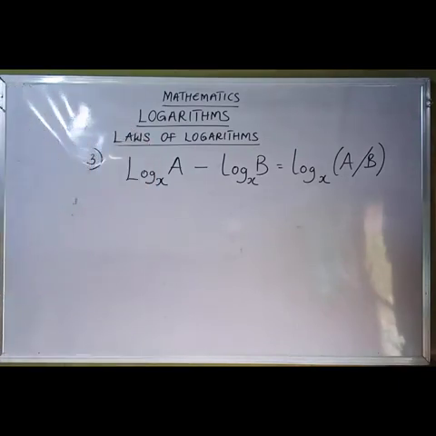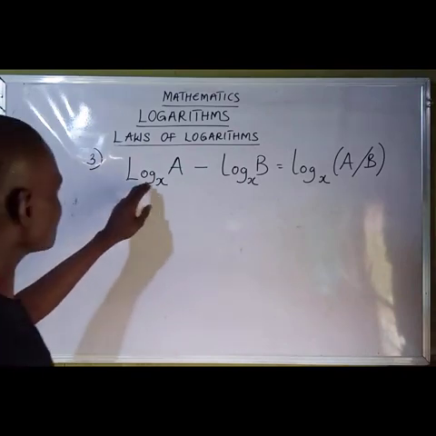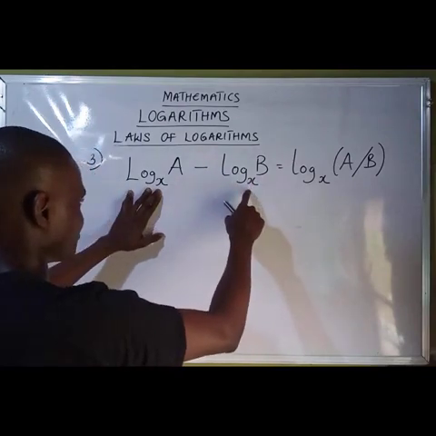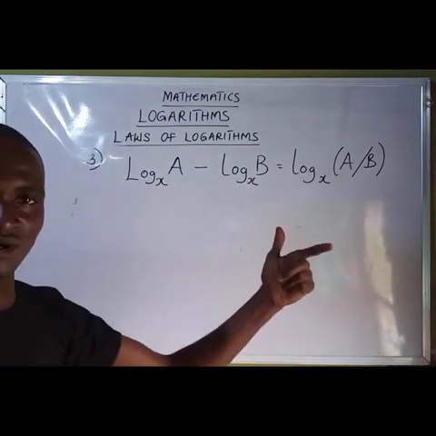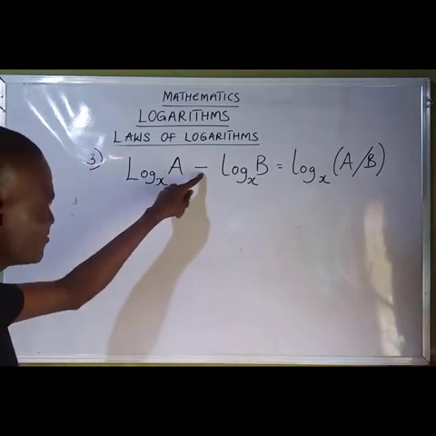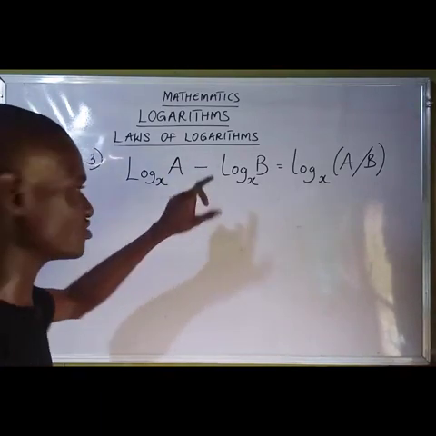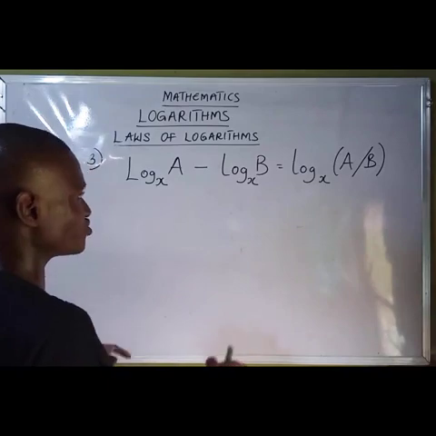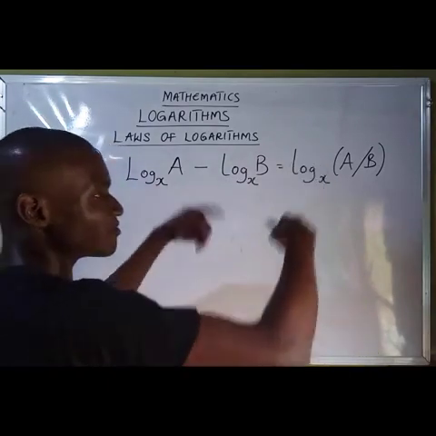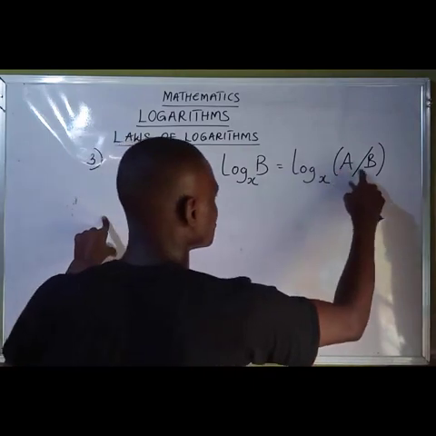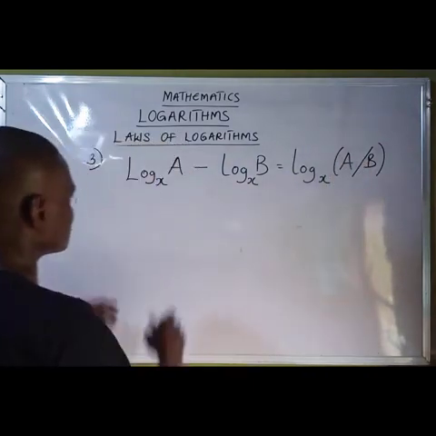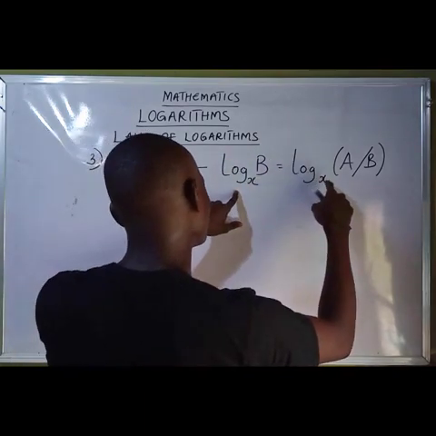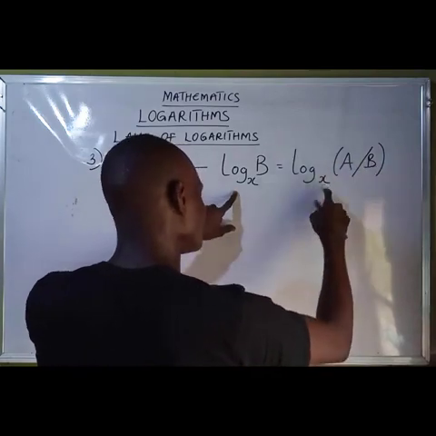Now, what is the third law telling us? The third law is telling us that the logarithm of a to the base of x minus the logarithm of b to the base of x. Remember that in the second law we just discussed, we were working with addition. Now we are working with subtraction. If you are asked to subtract two logarithms that have the same base, what are you going to do? All you have to do is, instead of multiplying like before, you want to divide. You say a divided by b. So the logarithm of a to base x minus the logarithm of b to base x is equal to the logarithm of a divided by b to the base of x.